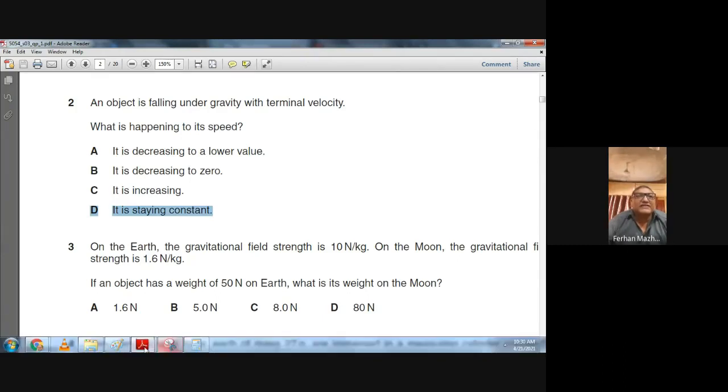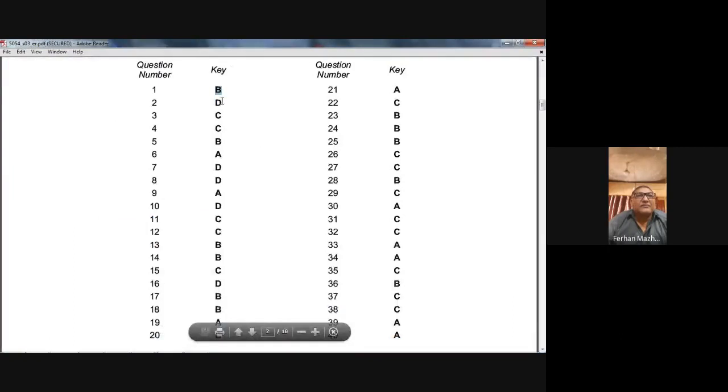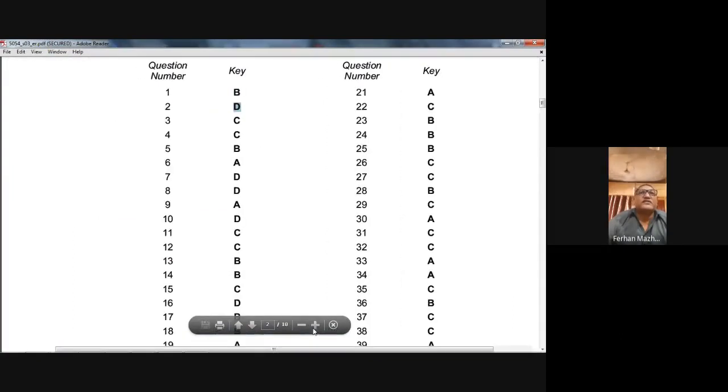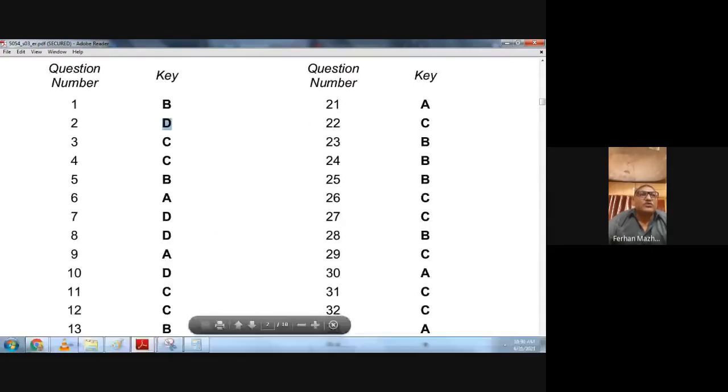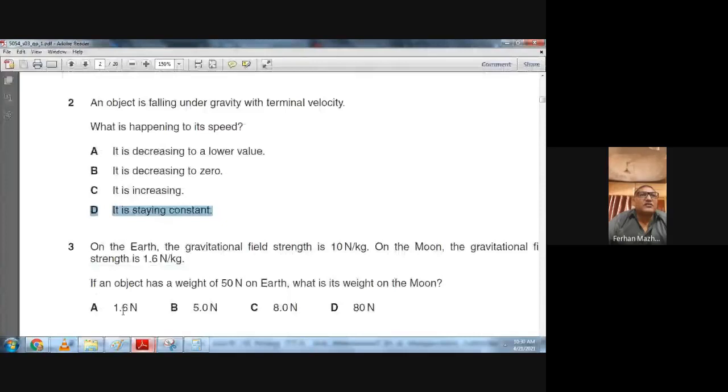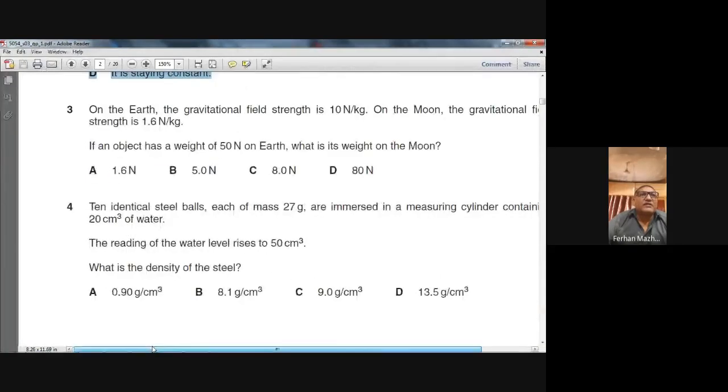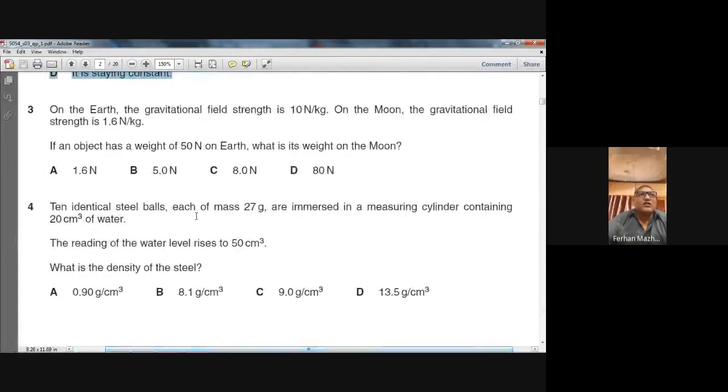So let's check the marking scheme. Yeah, question number 2, D is the right answer. So question number 2, D is the right answer. Okay, so next, question number 3 is on your screen.